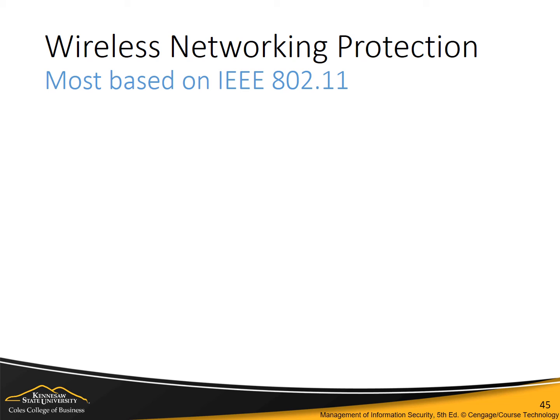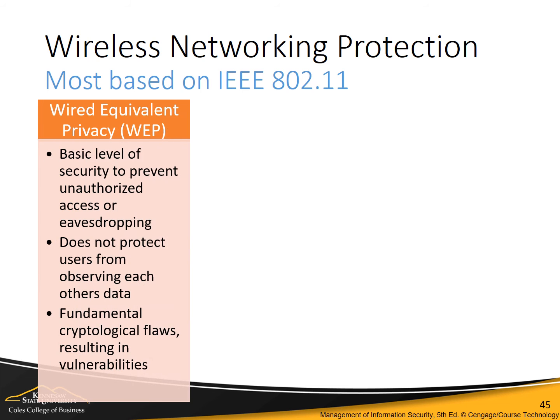Let's talk a little about wireless networks, most of which are based on IEEE 802.11. The two most common wireless network encryption types are Wired Equivalent Privacy, or WEP. This provides a basic level of security to prevent unauthorized access or eavesdropping, but does not protect users from observing each other's data. It has fundamental cryptological flaws resulting in vulnerabilities that can be exploited.